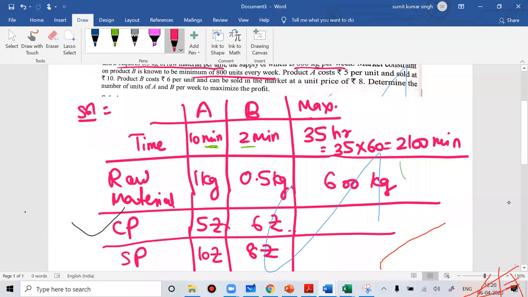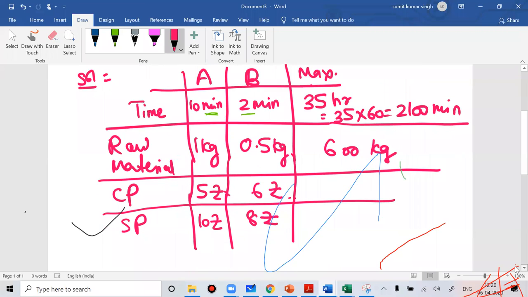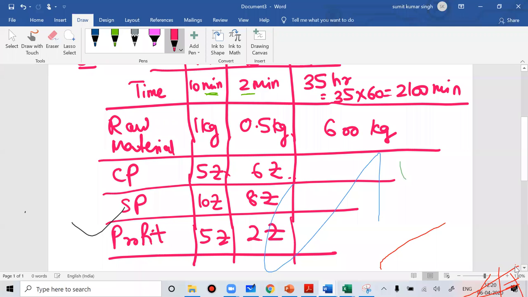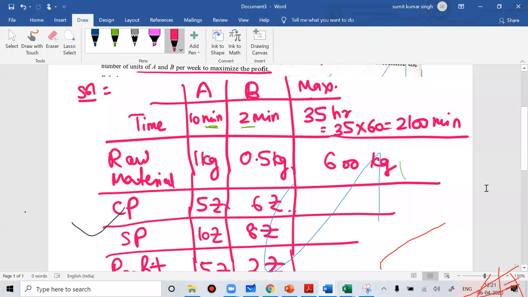And they're asking us to determine the number of units of A and B which we can manufacture to maximize the profit. Here they've given us the cost price and selling price, and they're asking us in terms of profit. Everyone knows profit is selling price minus cost price. Okay, everyone, I hope you are understanding. So the profit on one unit of A is 5 rupees. The profit on one unit of B is 2 rupees.